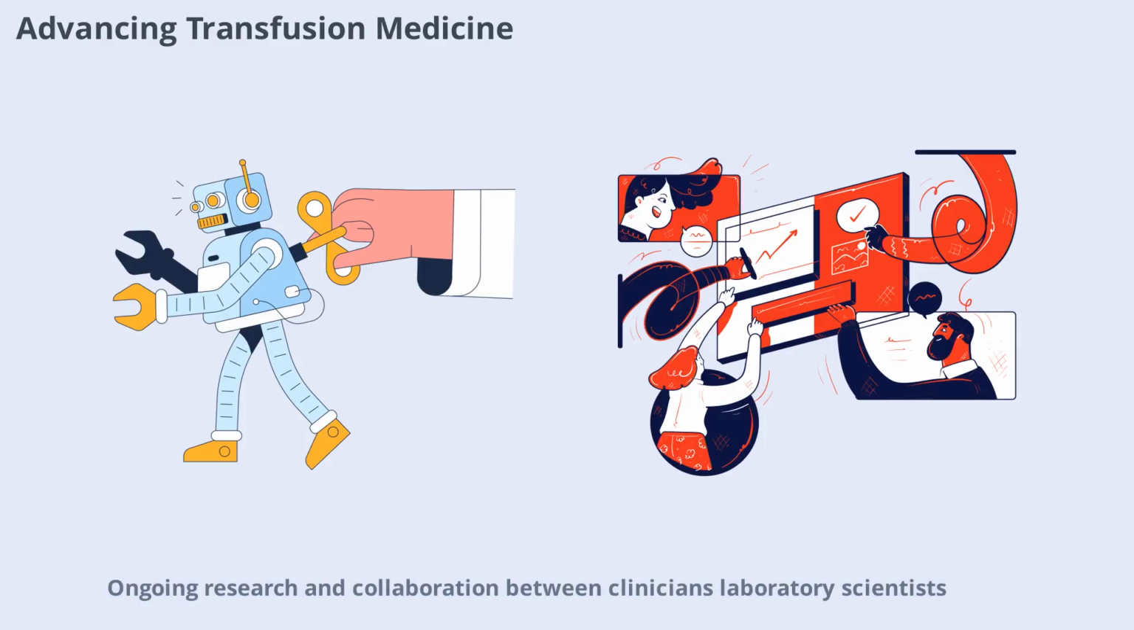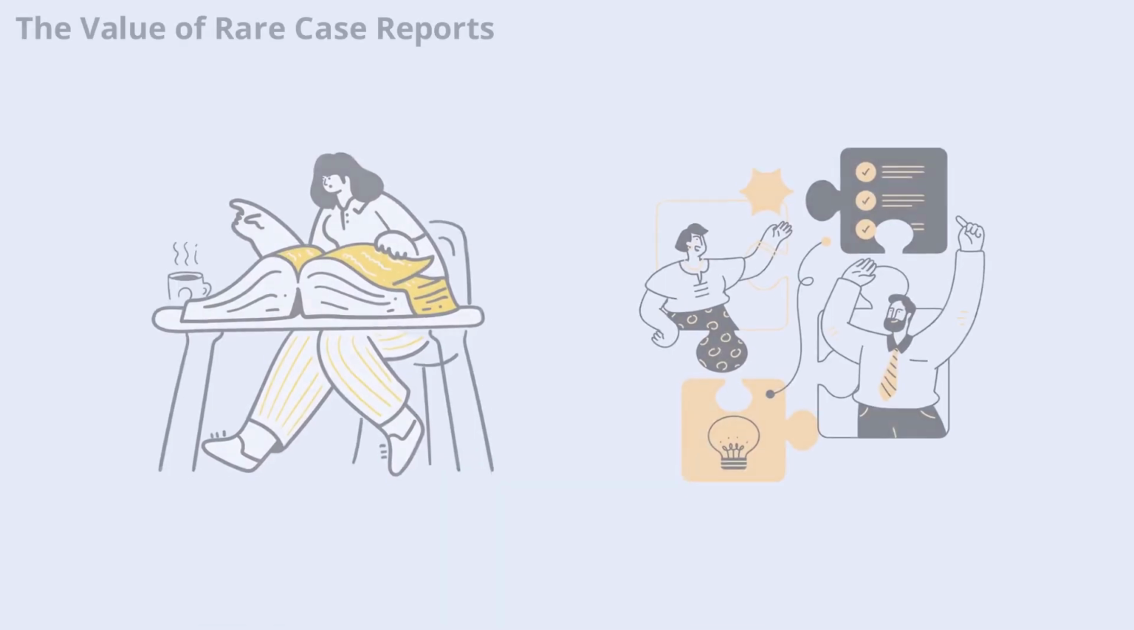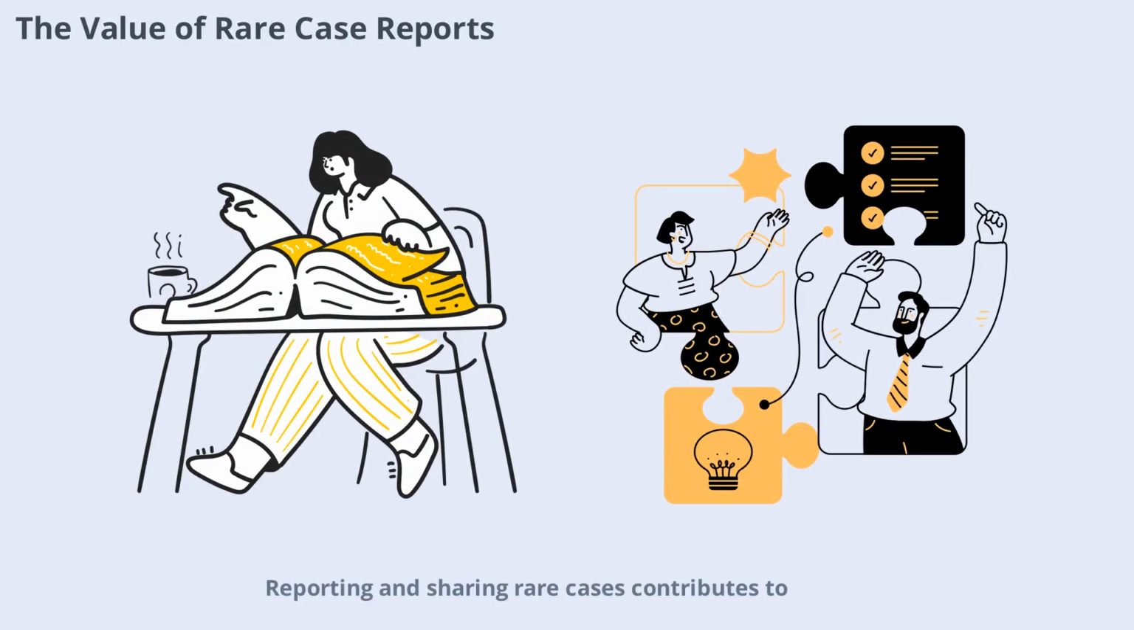Ongoing research and collaboration between clinicians, laboratory scientists, and geneticists will continue to improve outcomes for patients with rare blood group subtypes. Reporting and sharing rare cases contributes to the collective knowledge of the medical community. Each case adds to our understanding of blood group diversity and helps refine diagnostic and treatment protocols. This collaborative approach benefits patients worldwide and advances the field as a whole.